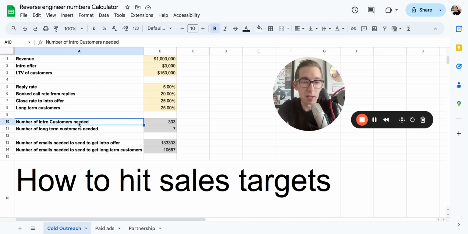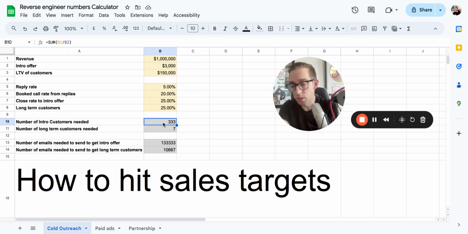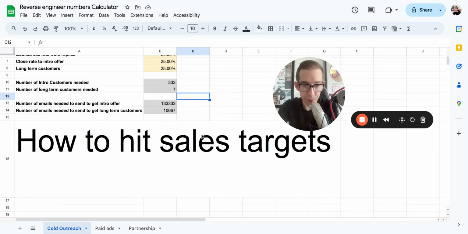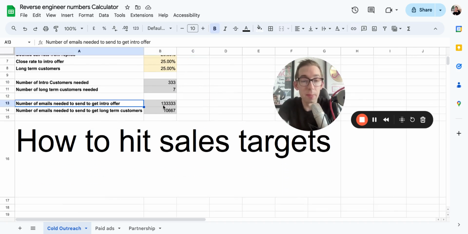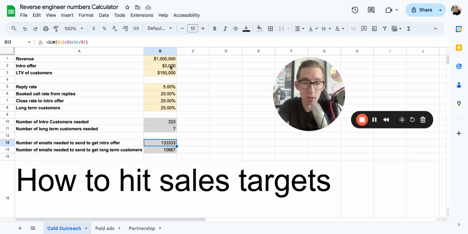So if we looked at that basis and we said, okay, we're just going to do these intro offers, then we would need 333 customers. Now to work that out, we want to say, okay, how many emails do we need to send? Well, we need 133,333 emails. That's a lot of emails, right? Just because that's a weird number, let's go back to the 400 because it's an easier number to look at. So that would be 160,000 emails that you'd need to send.